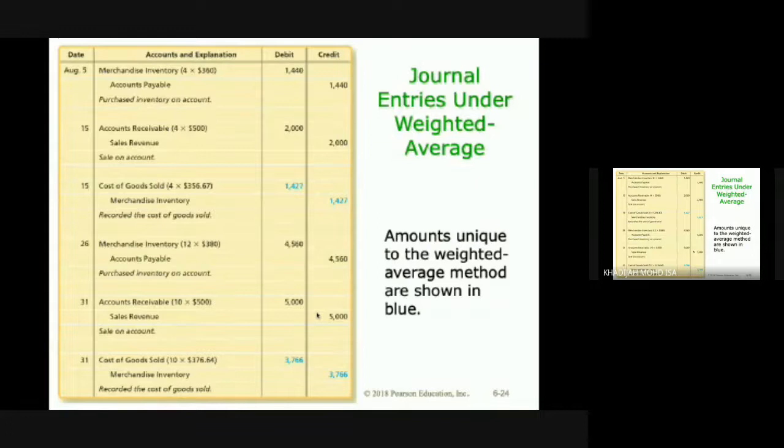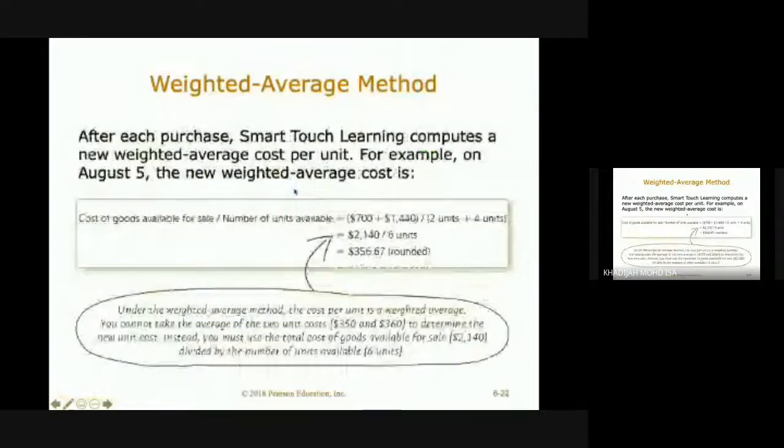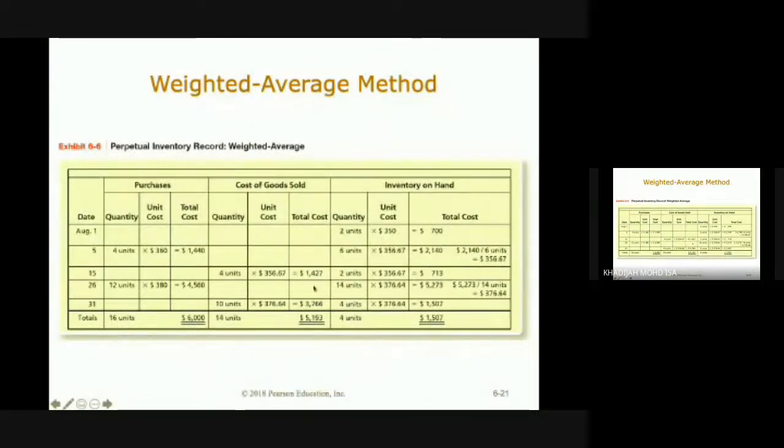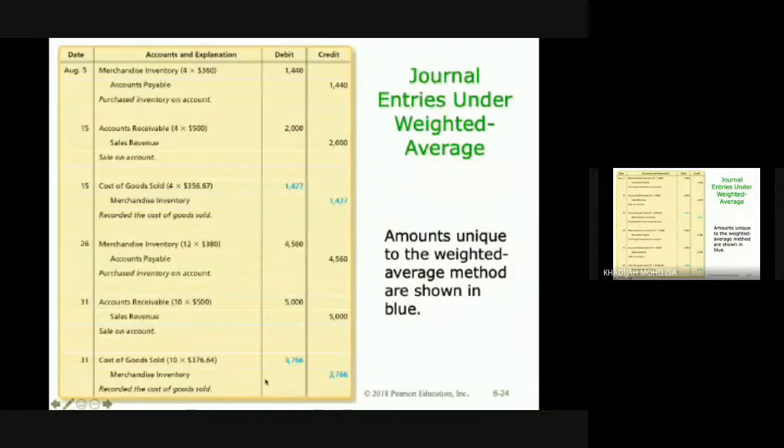Journal entries are the same as under perpetual. The difference is that when you record your cost of goods sold, it will be 1427. Where do you get 1427? That is the first cost of goods sold. And the second one is 3766. Of course, the selling price, when you record the accounts receivable and your sales revenue, depends on the selling price. So that is under weighted average.